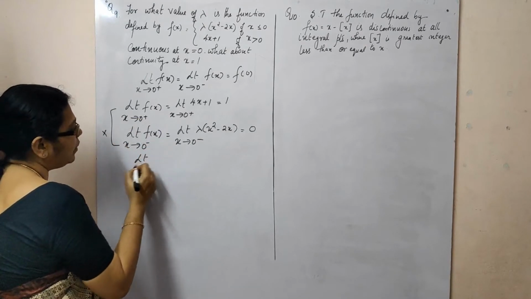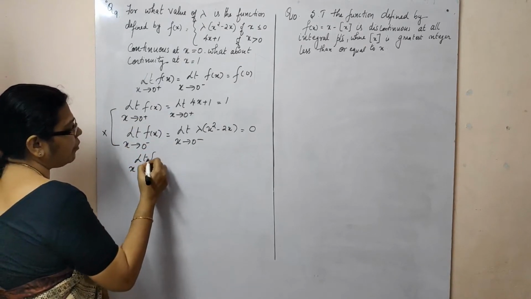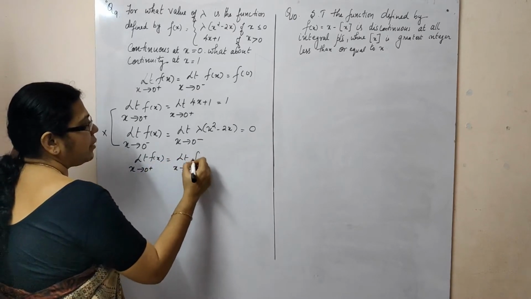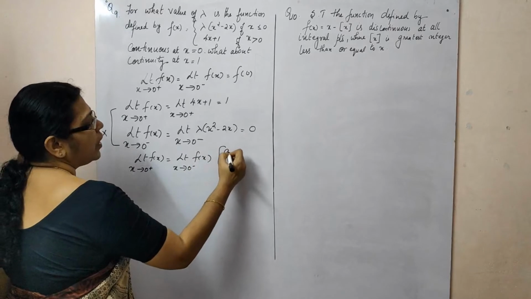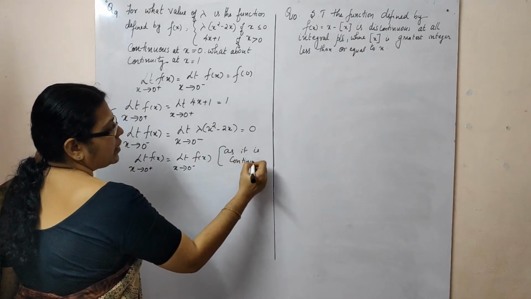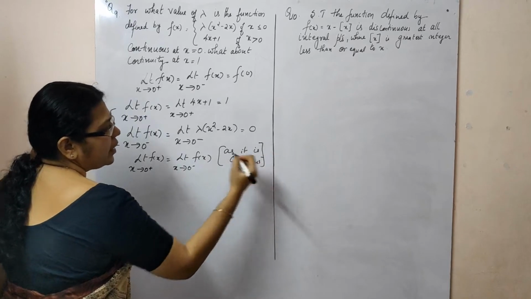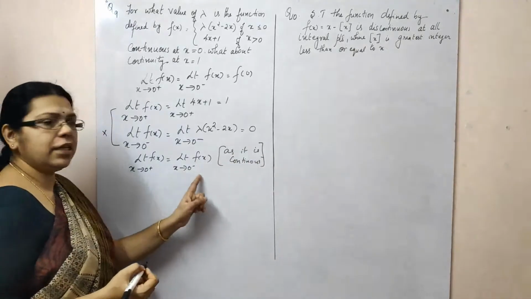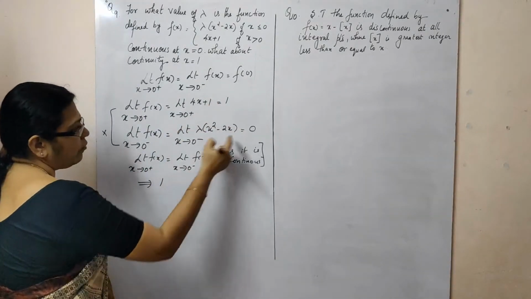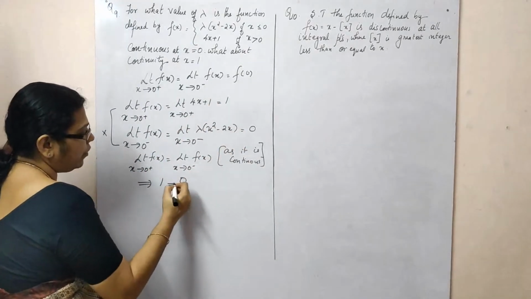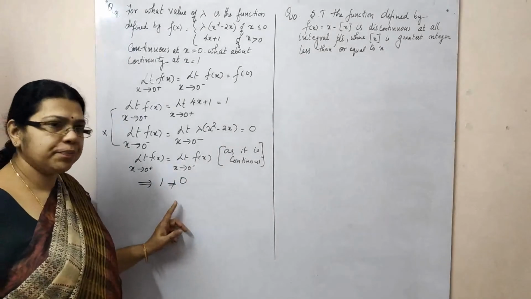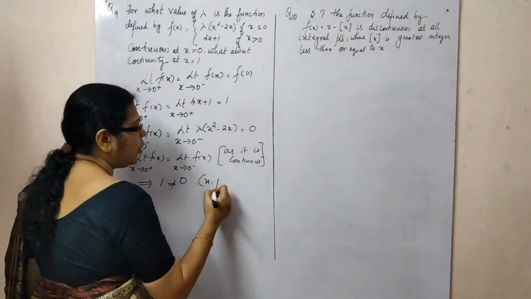Why? Because limit x tends to 0 plus f of x is equal to limit x tends to 0 minus f of x, as it is continuous, as it is given in the question. It is given in the question that it is continuous, right? So this is equal to this. This implies, what about this value? 1. What about this value? 0. Now we have got it as 1 is equal to 0. Isn't this a contradiction? Yes. So this means it is not possible.